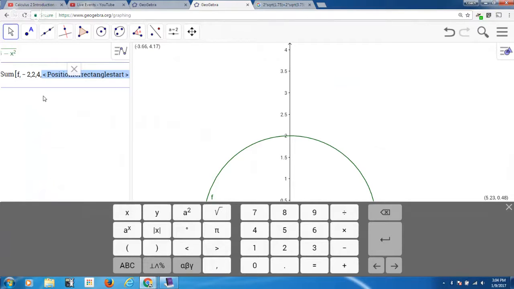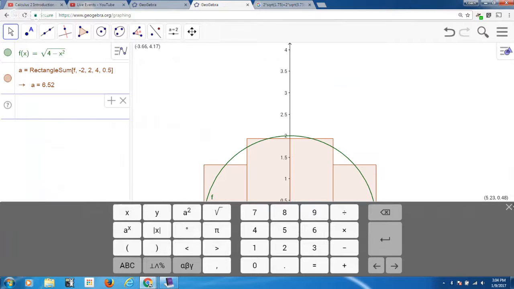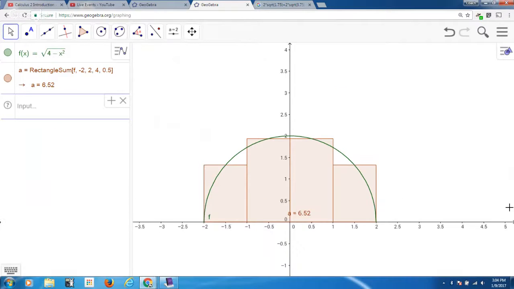So let's suppose we want to go with midpoints. That was the last one we did. So I would say click the rectangle's height in the middle. Ooh, look at that. It's drawing the rectangles for me. Isn't that cute? Then I hit enter, and it says, hey, the sum of those rectangles is 6.52. That's displaying that number right there for me and up here.